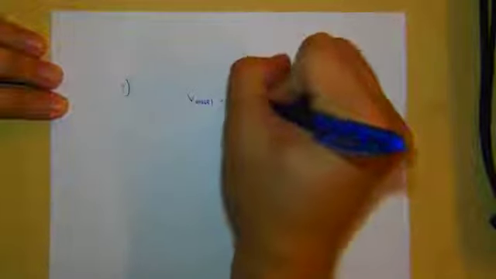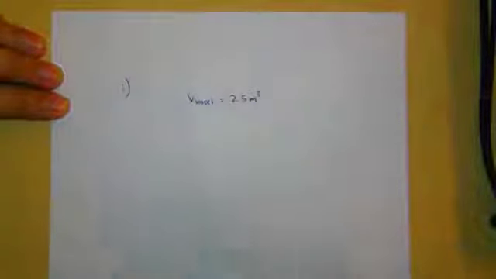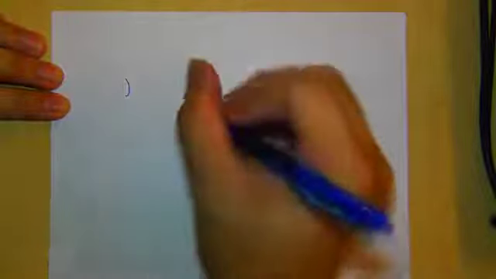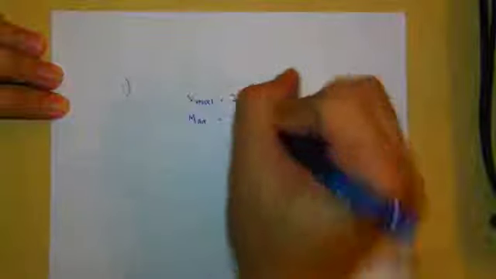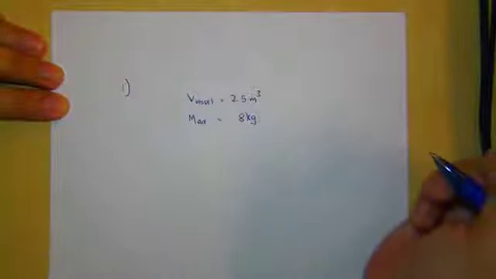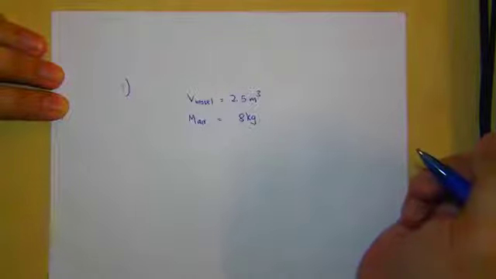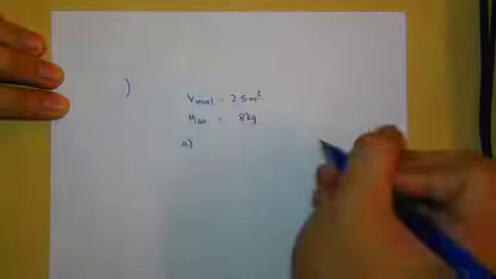Okay, so for question 1, we have a rigid vessel having a volume of 2.5 meter cube. So the volume of the vessel will be 2.5 meter cube. And it's holding 8 kg of air. So the mass of air is 8 kg. Alright, and under high pressure, if 20% of the air leaks out, determine the final mass of the air. So A, determine the final mass of the air.